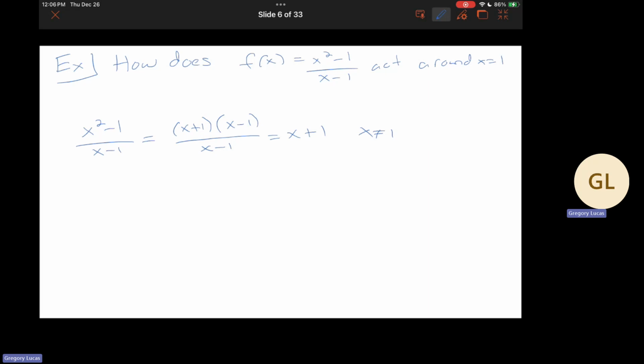So this is the graph of x plus 1 with a hole at x equals 1. So we have the line x plus 1, but we're going to have a little hole in it where the point is not defined. So we know f of 1 is not defined.